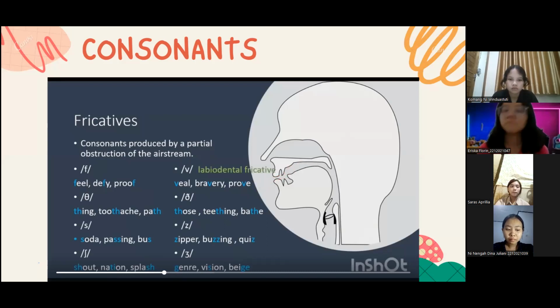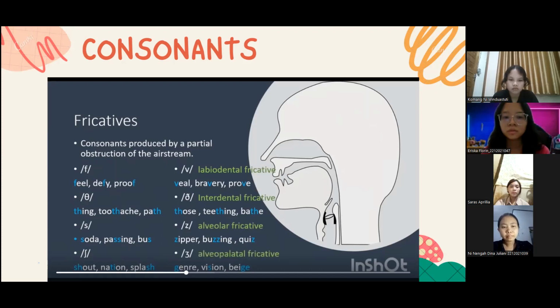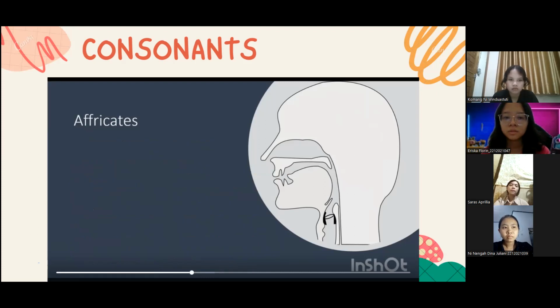So the F and the V would be labiodental fricatives. If we describe the th and the th, we would describe them as interdental fricatives. The S and the Z we would call alveolar fricatives, and the sh and the zh we would call alveopalatal fricatives.